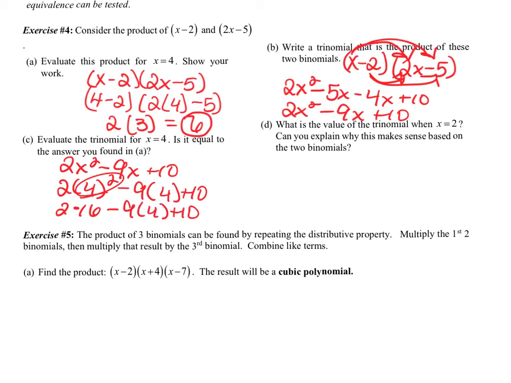And then when you put that whole thing in your calculator, you should get 6, and that's how you know they are equivalent.